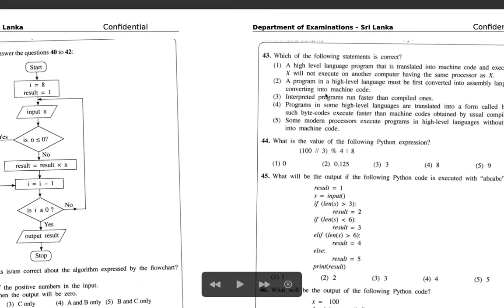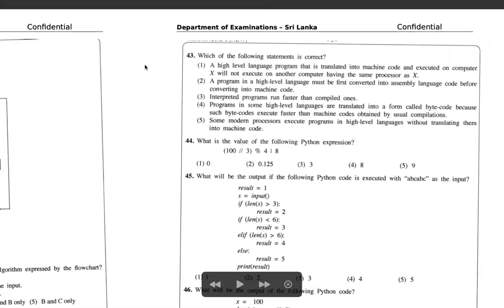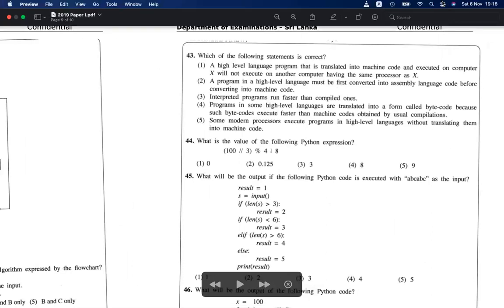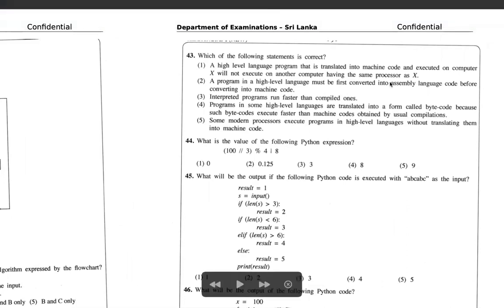Which of the following statements are correct? A high level language program translated into machine code and executed in computer X will not execute in another computer having the same processor as X.